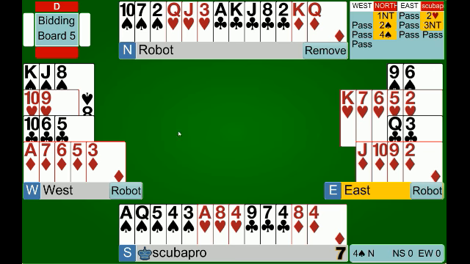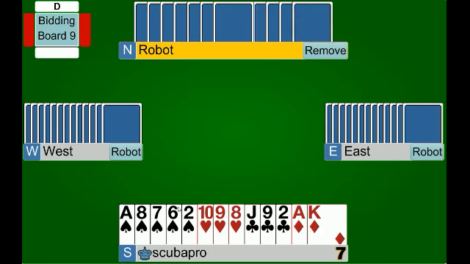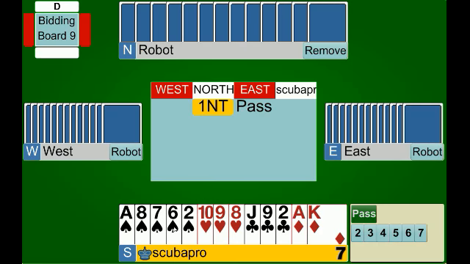Let's take a look at a few more hands. On this hand, we have the same scenario we had before. We know we have enough for game, but we're not sure where that game's going to be. So we bid 2 hearts. Our partner bids 2 spades, and we once again bid 3 no trump.